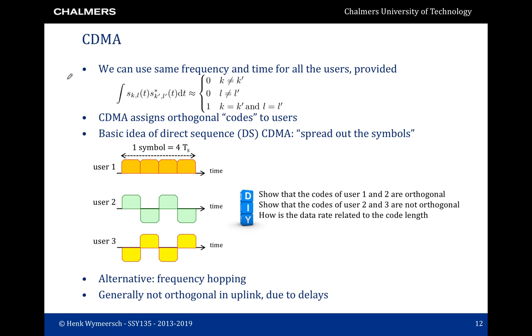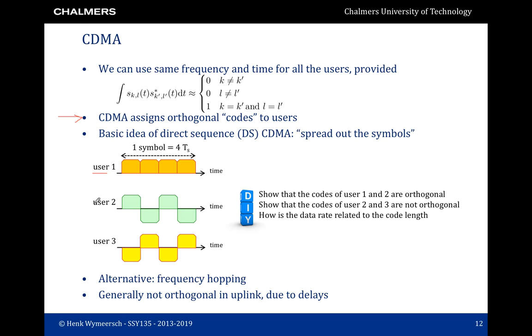TDMA and FDMA are two ways we can create orthogonal waveforms between users. However, the choice to divide up time or frequency is arbitrary, and we could develop other kinds of waveforms where users are still orthogonal, but each user can use the entire time and frequency. CDMA is one such way, where users are assigned orthogonal codes. One version of CDMA is called direct sequence CDMA, in which we will spread out the symbols of the users.